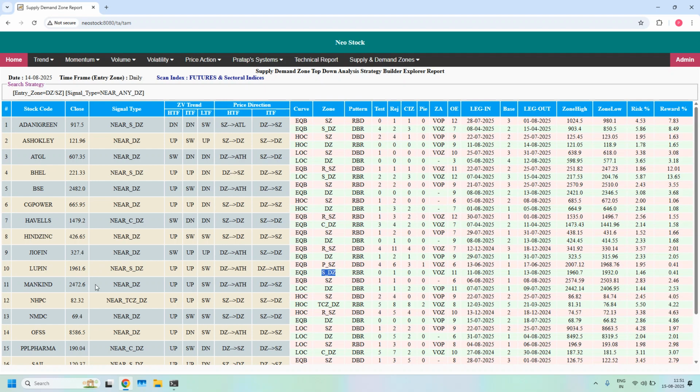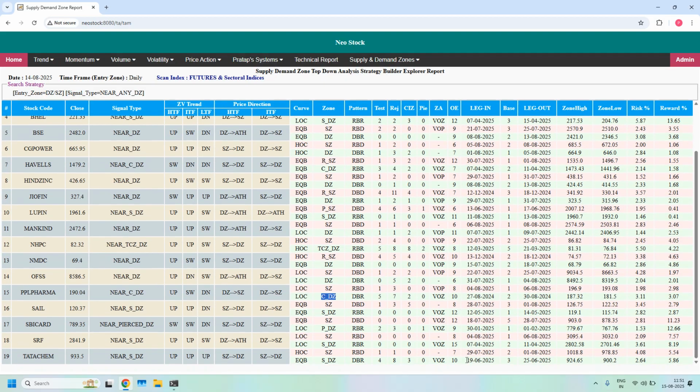Next one is Lupin. Lupin is having a daily high liquidity demand zone. And the next one is PPL Pharma, having a daily high liquidity demand zone. Next, SAIL is having a daily high liquidity demand zone. SRF is having a daily high liquidity demand zone, and Tata Chemical is also having a daily high liquidity demand zone. So total 9 daily high liquidity demand zones we identified from this list.